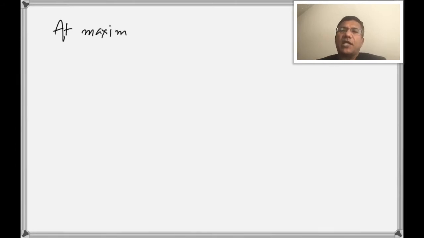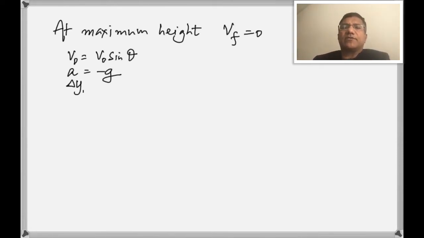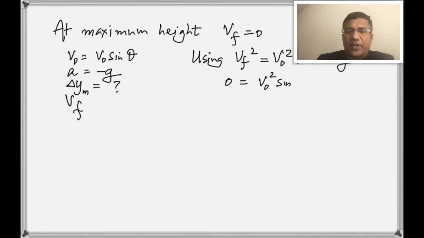Now, to find the maximum height, we should remember that the vertical component of velocity at the maximum height is 0. So the initial velocity is V naught sine theta, a is negative g, and we're trying to find the maximum height. So use this equation. I forgot to list that the final velocity is 0. So the final velocity at the highest point is 0. I wrote that down now.